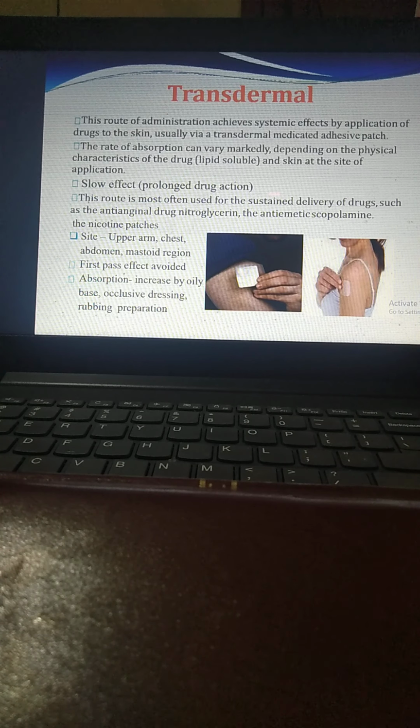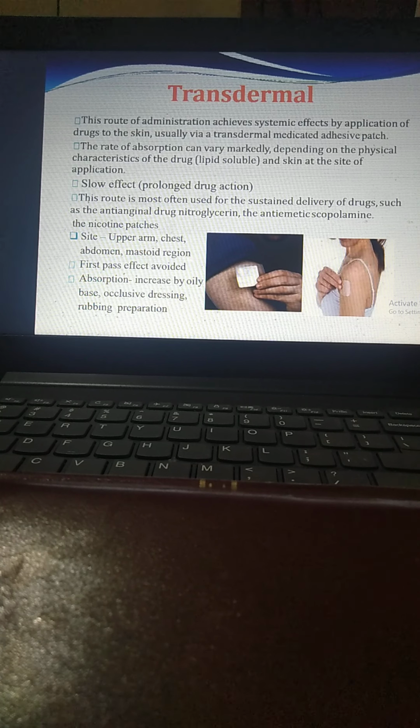So how is it? Slow effect is there, with prolonged drug action. Suppose you have to go to America, you can have a transdermal patch of scopolamine and put it on until you reach, one day or 2 days. It can be sustained, and the route is most often used for sustained delivery of drugs such as the anti-anginal drug nitroglycerin and the antiemetic scopolamine. These are the two main examples which you can remember. There are so many drugs, but these are the main ones. The nicotine patch can also be given for withdrawal syndrome.